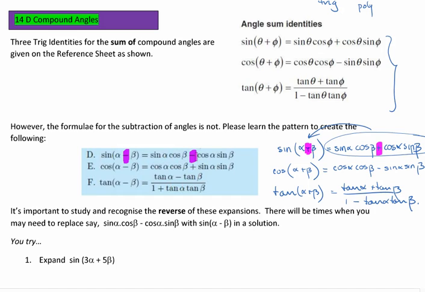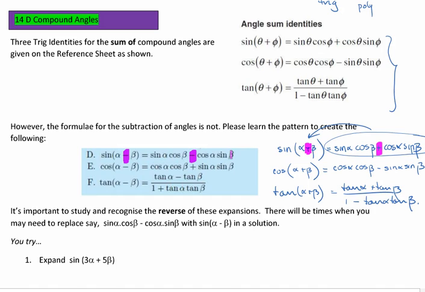Now, what can we take from what's on the reference sheet and apply it here in the subtraction of the two angles? Well, on the formula sheet, you've got that it's sine alpha cos beta, and what happens over here? Sine alpha cos beta. And here it was cos alpha sine beta and cos alpha sine beta.